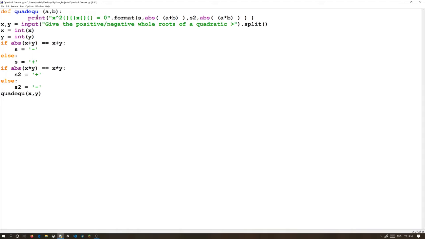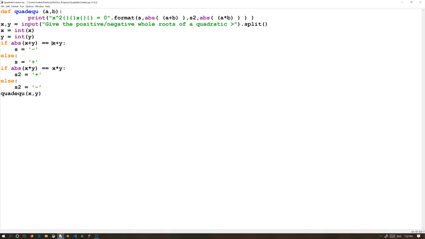So then x, y is input: give the positive or negative whole number roots of a quadratic. That just means that there will be no decimals, and you split it between x and y. x isn't x and y isn't y. If the absolute value of x plus y is x plus y, which means if x plus y is positive, treat it as a negative sign, else make it a positive sign. And you do the exact same thing, well, almost the exact same thing with this, and it's x times y, and it's the other way around here.